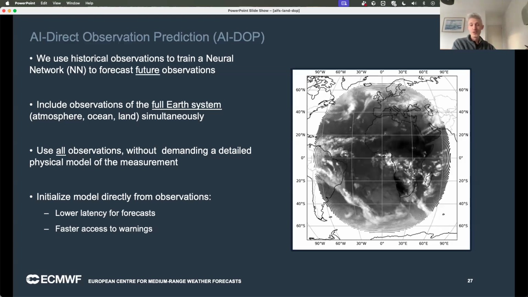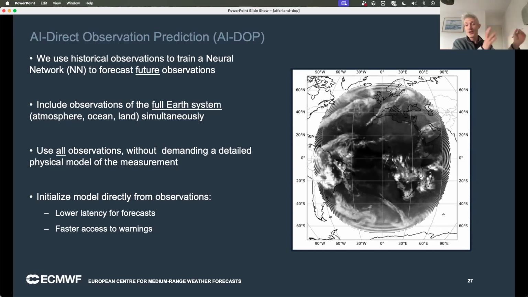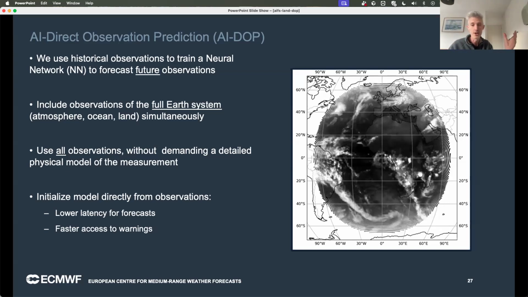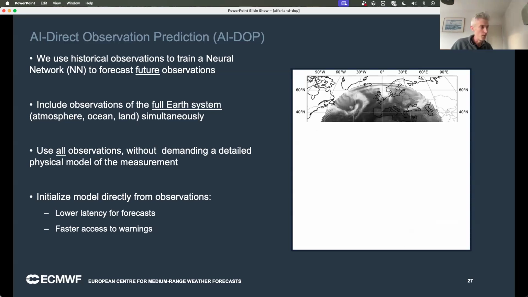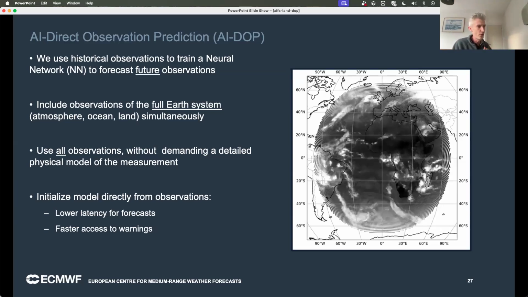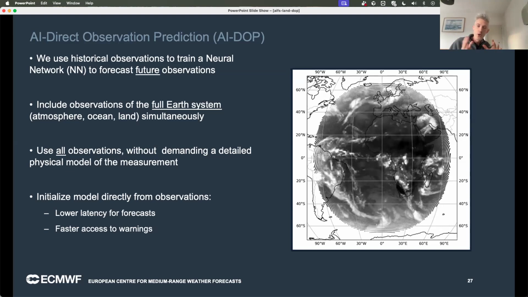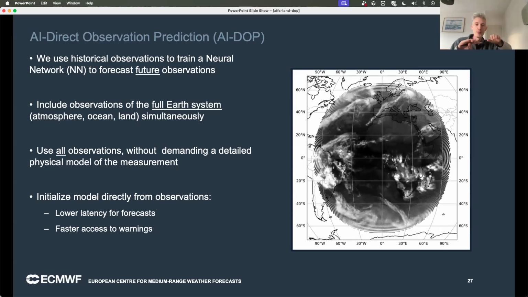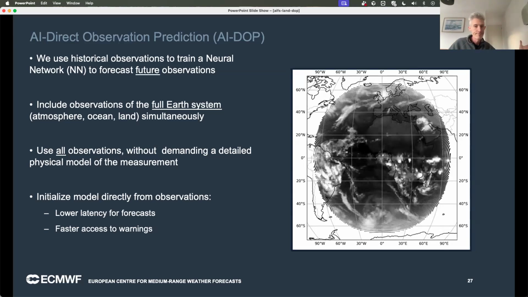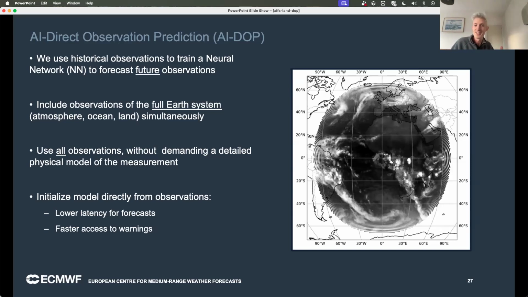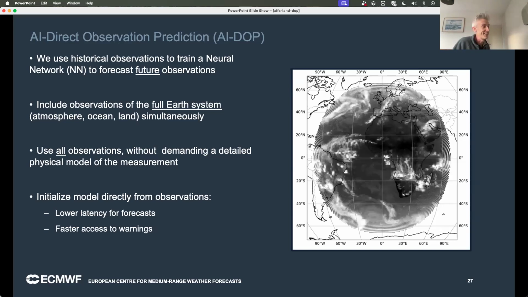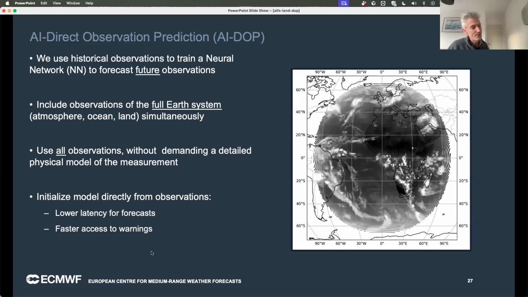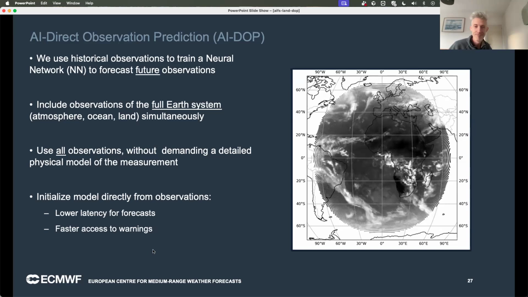LLMs are saying, here's the previous word, predict the next word. We're now saying, here's the previous 12 hours of observations, predict the next 12 hours of observations. That's the loose setup of the problem. And we can include observations of the full Earth system here. So we're no longer thinking in components and saying we have to have an atmosphere model coupled to a land model, coupled to an ocean model. We're saying, just put in all the observations and see what it does. That's really the mantra, I guess. And this has the potential to give us a very, very quick ability to forecast.